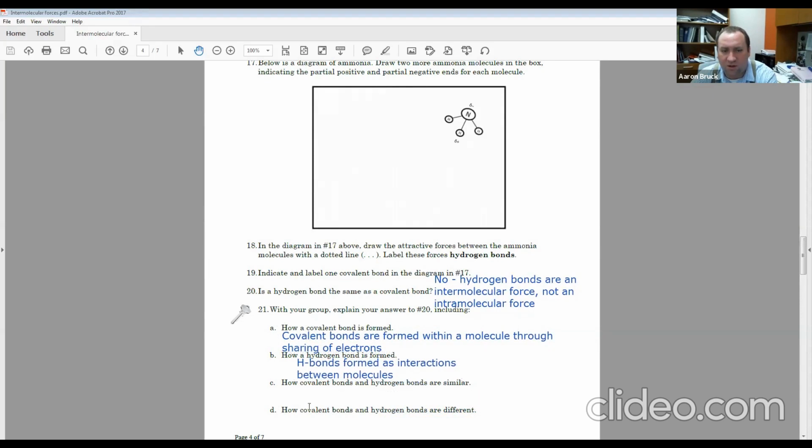How are they similar to each other? Both are attractive forces, but covalent bonds are within a molecule. Hydrogen bonds are between molecules. And that's the big difference between them.